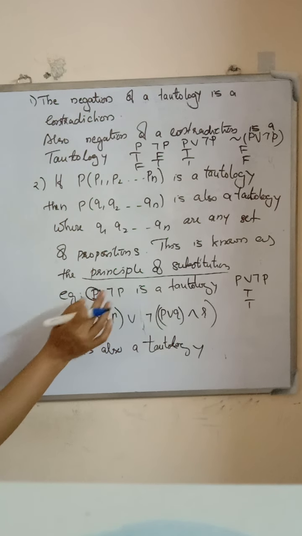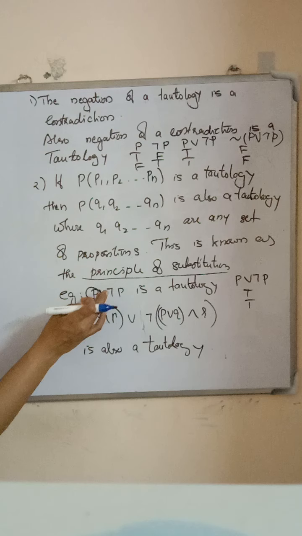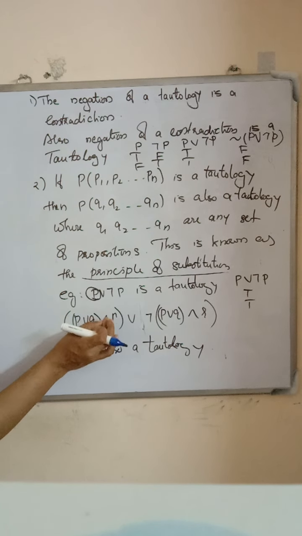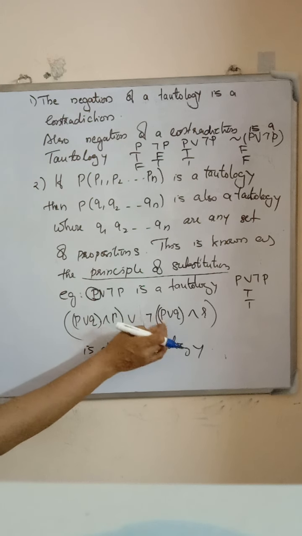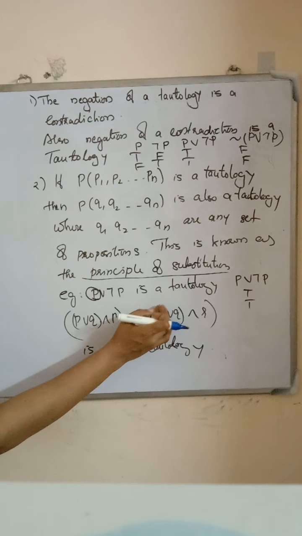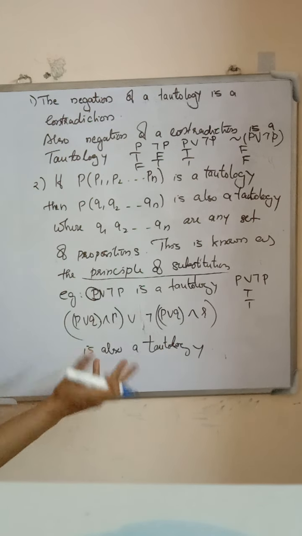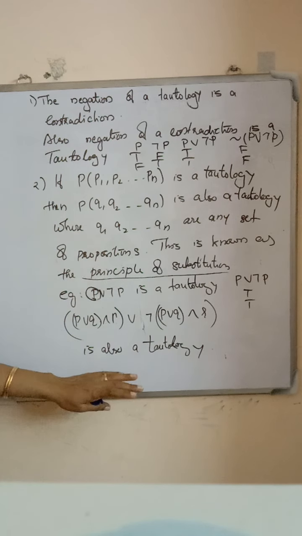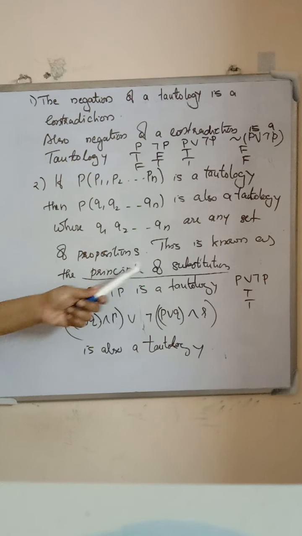So P or negation P is a tautology. Similarly, P or Q and R, or negation of P or Q and R, is also a tautology. That is, we substitute P as P or Q and R, and we get the same truth table. So that principle is known as the principle of substitution.